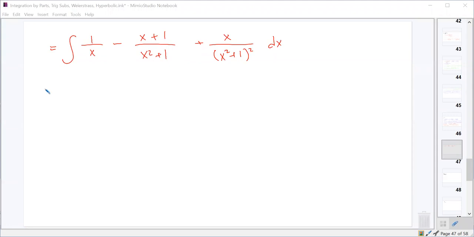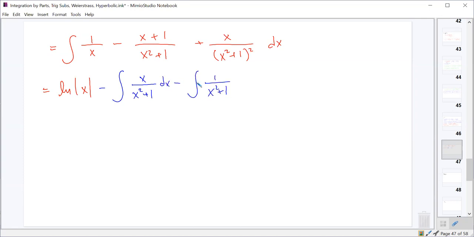Okay. Natural log absolute value x. And then what about this middle one here? How are we going to do that one? How about we separate it into 2 different ones? So minus the integral of x over x squared plus 1 minus the integral of 1 over x squared plus 1, both with dx's on them.